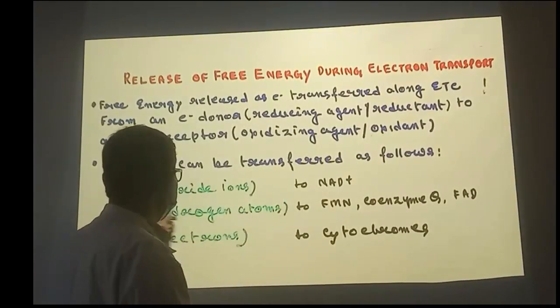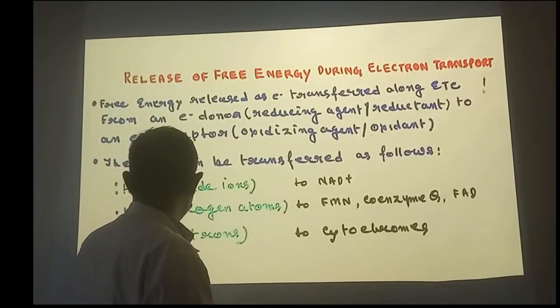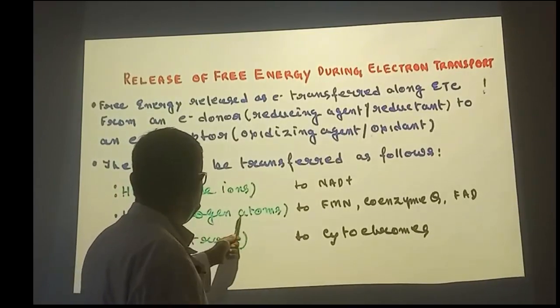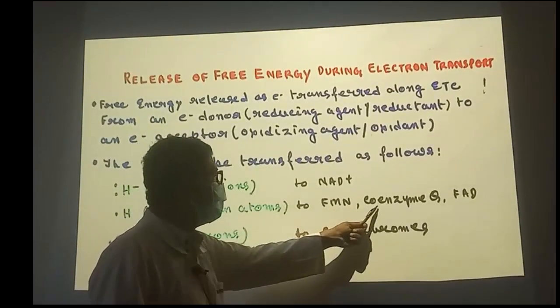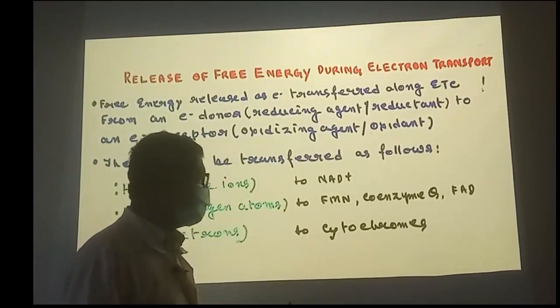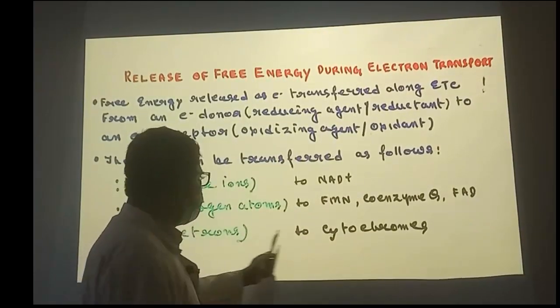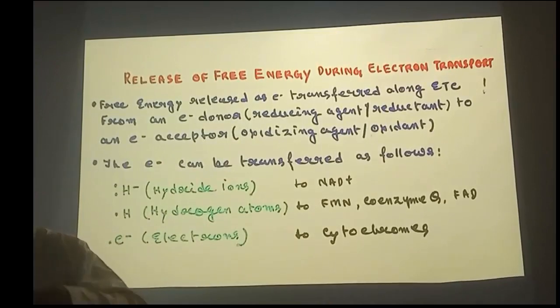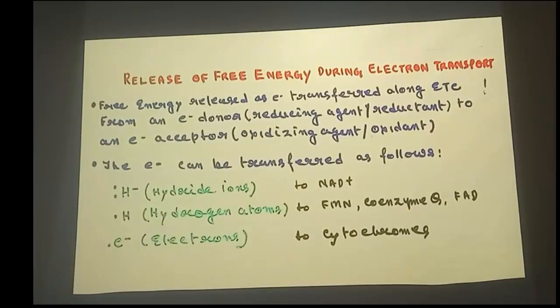To NAD it is transported this way, to FMN, coenzyme Q, FAD it is transported this way, and to cytochrome as electron only. So this we will go into a little more detail. Next please.